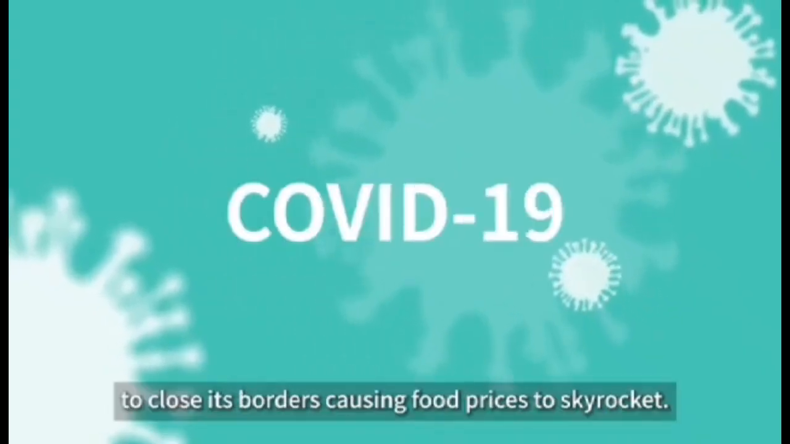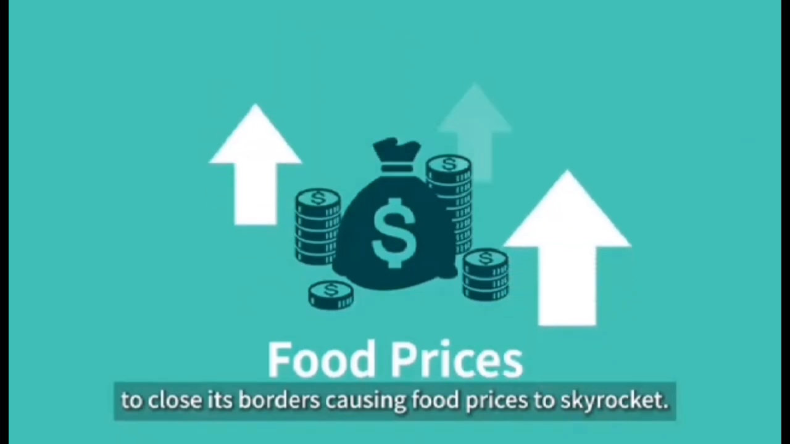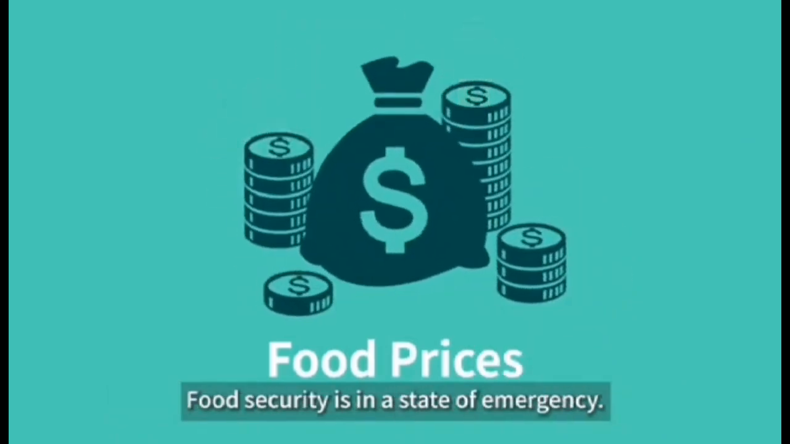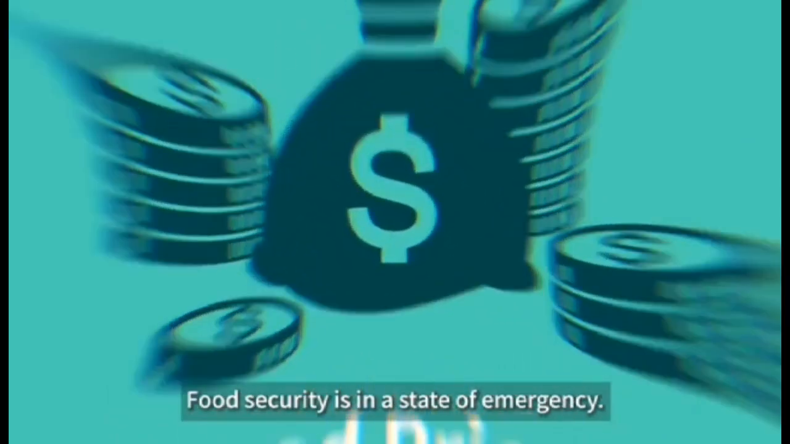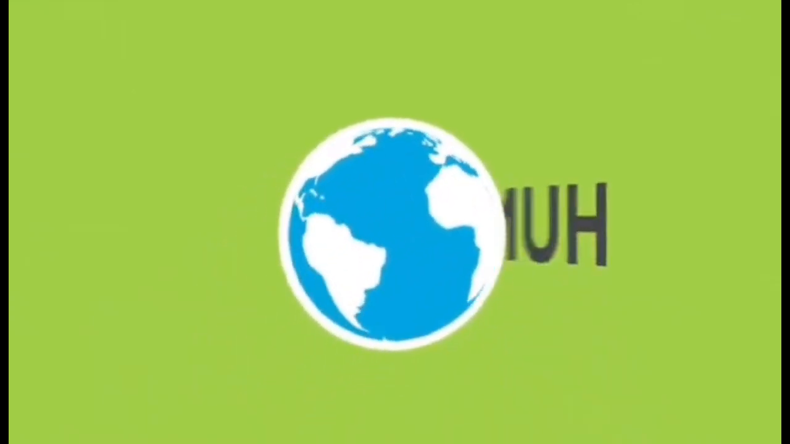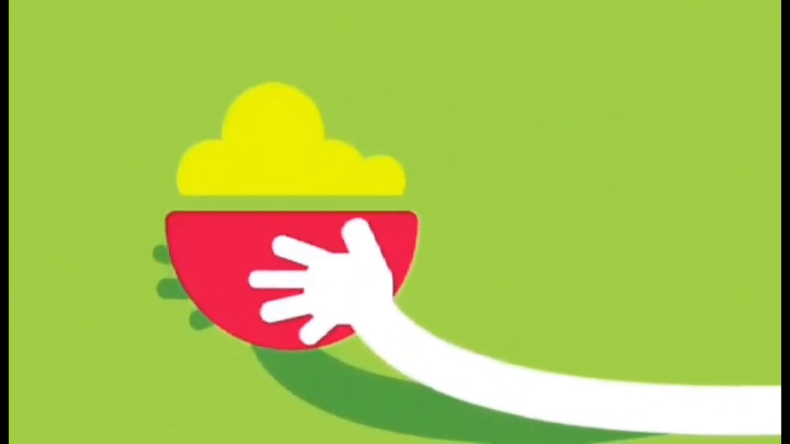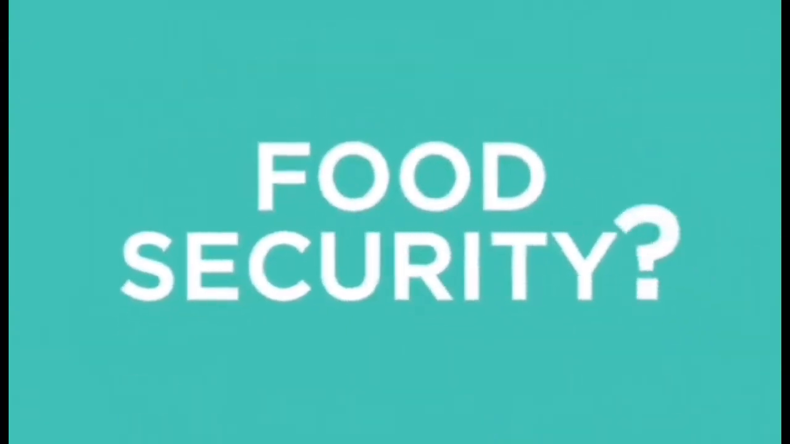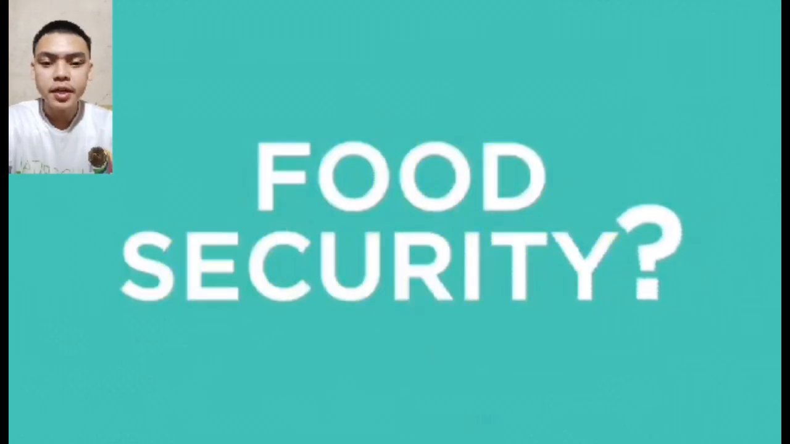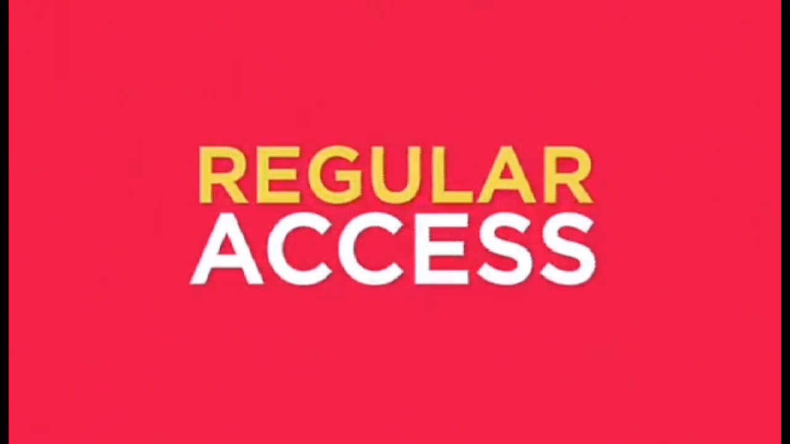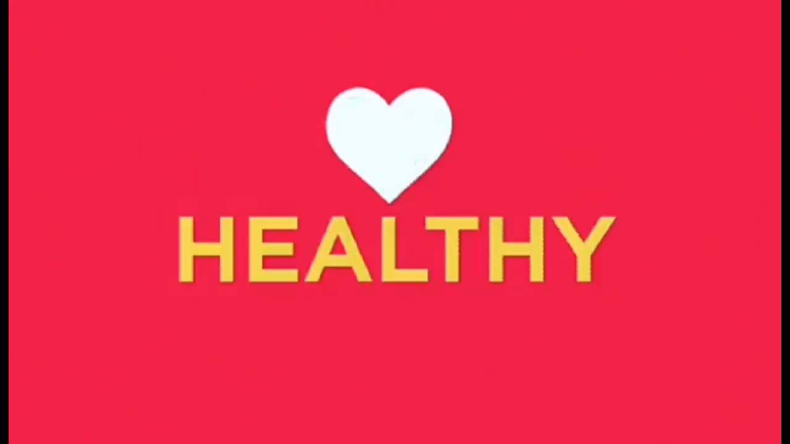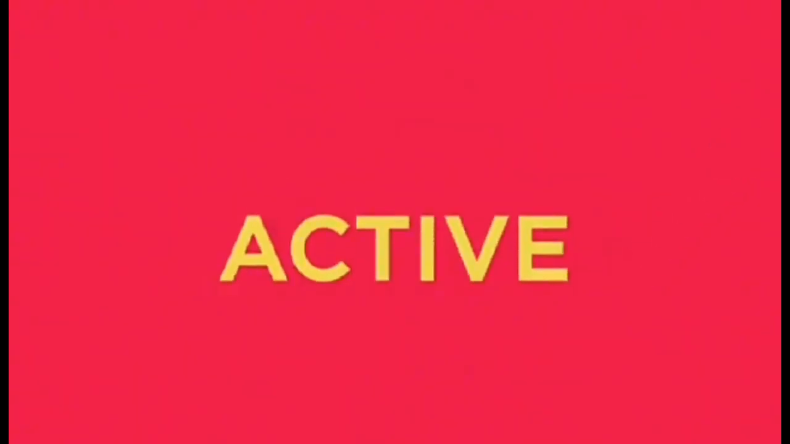COVID-19 has forced the world to close its borders, causing food prices to skyrocket, and putting food security in a state of emergency. Achieving our goal of ending global hunger often means providing food for people in need, but more is needed to ensure people enjoy food security. So what do we mean by food security? Food security is when all people have regular access to nutritious food to live healthy and active lives.